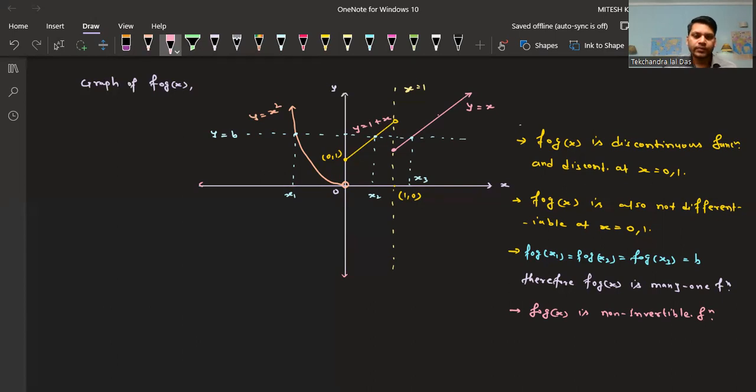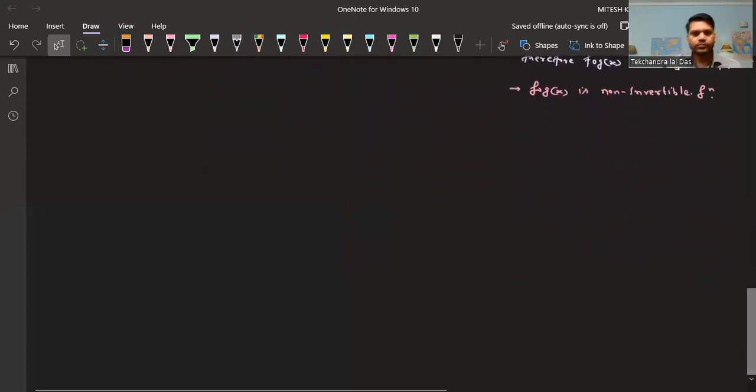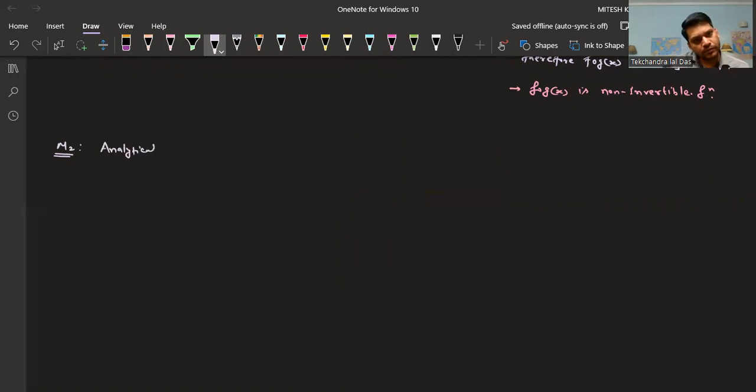Now we'll discuss the next method, that is method number 2. Method number 2 is the analytical method. This is also a very easy method. Let's write the function again.